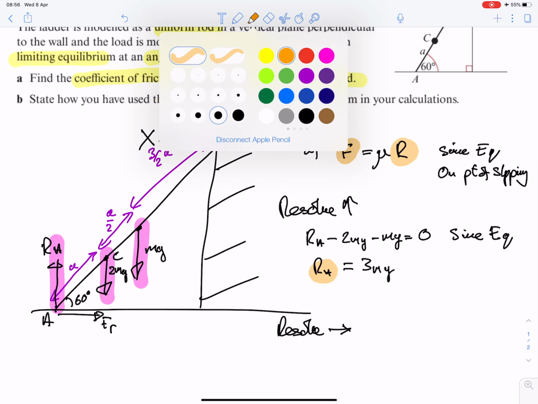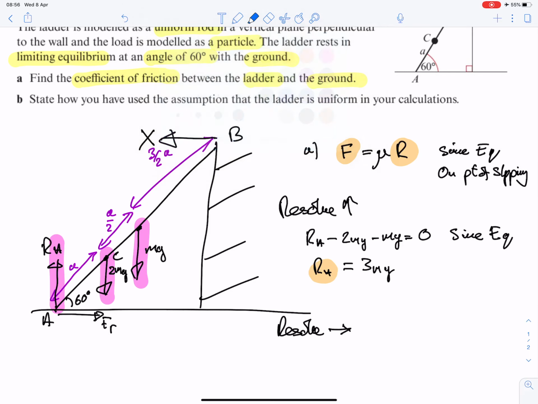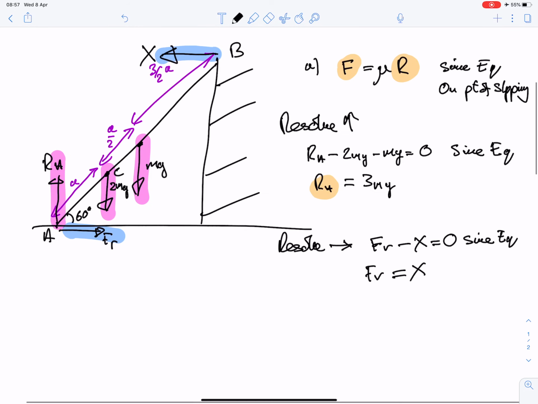since equilibrium. So RA is equal to 3mg. Well, that's quite a good start. Okay, so we've got one of the things that we wanted to find. There's our reaction from above. So we now need to work on the friction. Okay, well, it seems to make sense then to resolve horizontally.